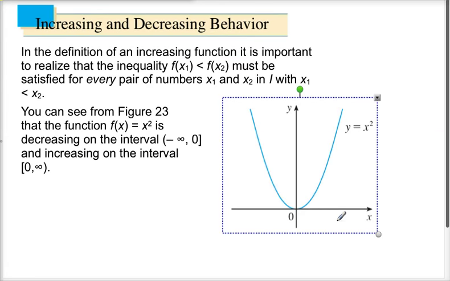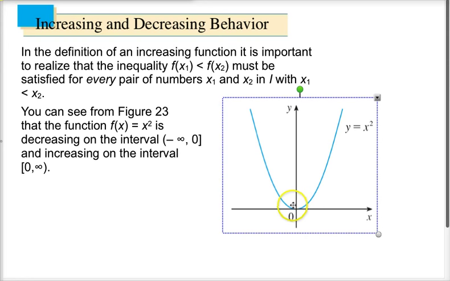In the definition of an increasing function, it's important to realize that the inequality f of x1 is less than f of x2 must be satisfied for every pair of numbers x1 and x2 in the interval I with x1 less than x2. So you can see that in figure 23, the function f of x equals x squared is decreasing on the interval from negative infinity to 0, and then is increasing on the interval from 0 to infinity.